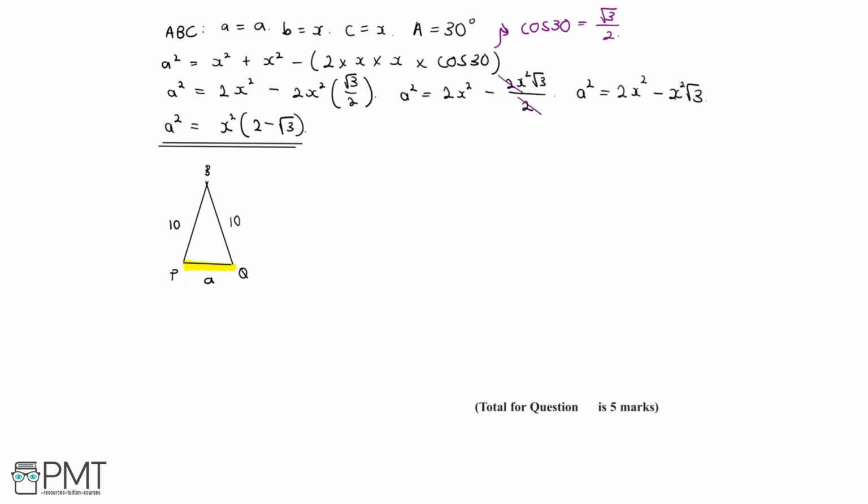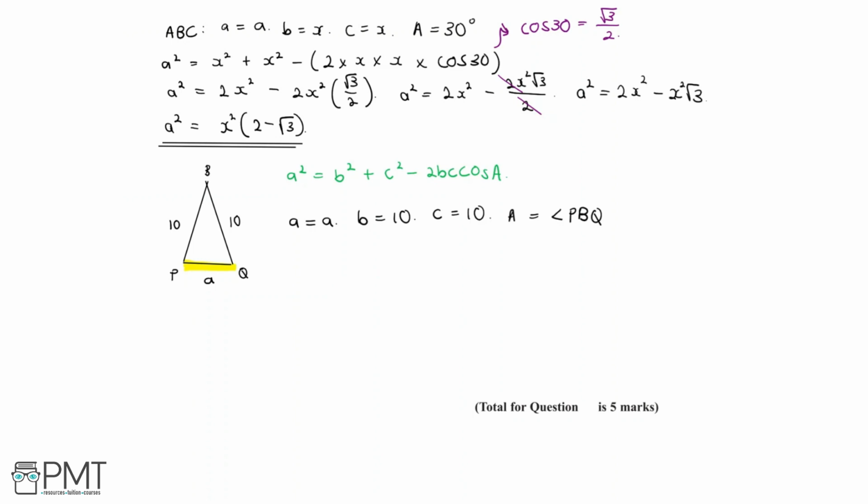Since we've now found what a squared is, and we said that PQ is equal to AC is equal to a, we can apply the cosine rule again to find cos PBQ. We said that the cosine rule is a squared equals b squared plus c squared minus 2bc cos A. So now for triangle PBQ, we can say that a is equal to a, b is equal to 10, c is equal to 10, and capital A is equal to angle PBQ. But we don't know what this angle is, and that's what we're trying to find in terms of cos PBQ.